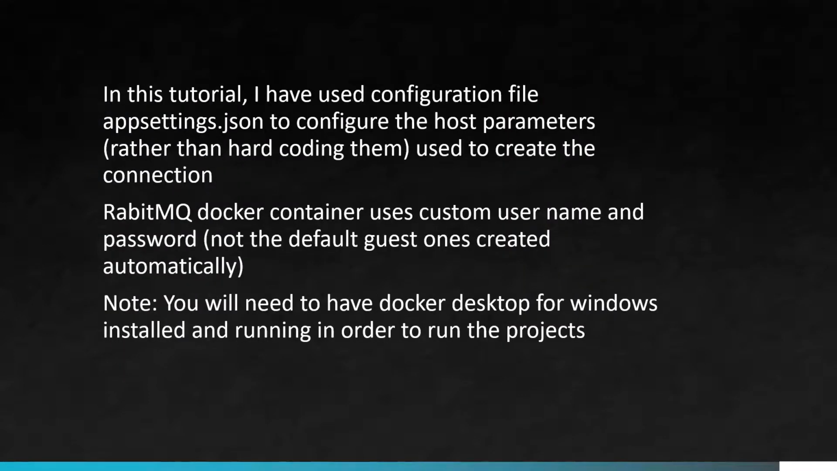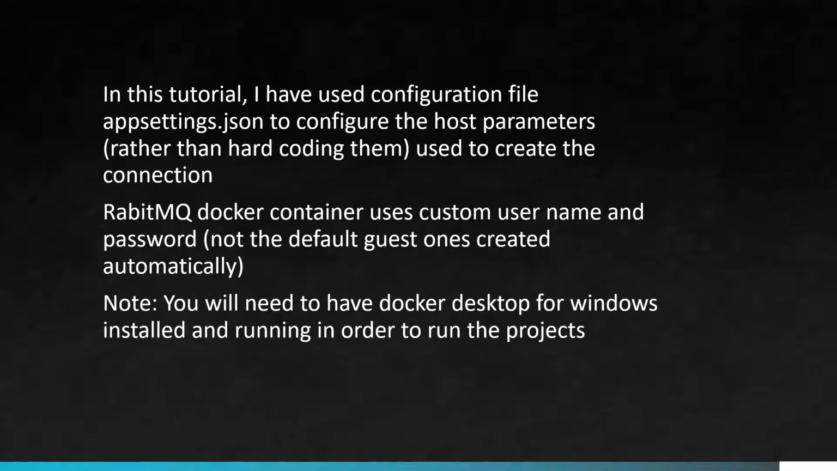So in this tutorial, as I have written, I have used the configuration file appsettings.json to configure the host parameters, which are used to create the connection, rather than hard coding them. Now, since this is a console application in ASP.NET 5, some of you must be aware that it doesn't have out of the box configuration and dependency injection. So I will do all that before embarking on the actual code for the publisher subscriber model.